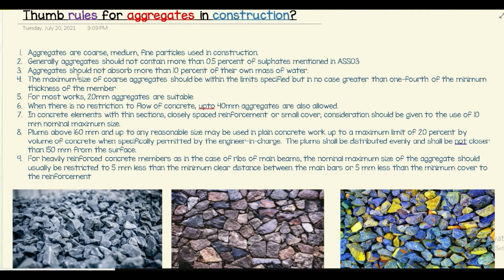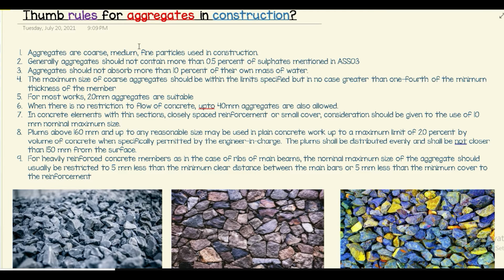And at number two, it says that generally aggregates should not contain more than 0.5% of sulfates, mentioned as SO3, right? So aggregates must not contain sulfates, not even more than 0.5%, which is already too little. At number three, it says that aggregates should not absorb more than 10% of their own mass of water. So for example, if you place them in a bucket of water for 24 hours, the next day the water absorbed should not be more than 10% of their own mass.